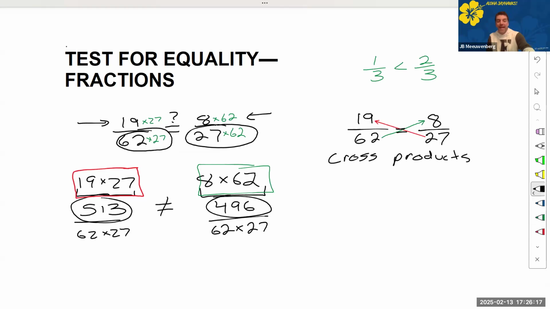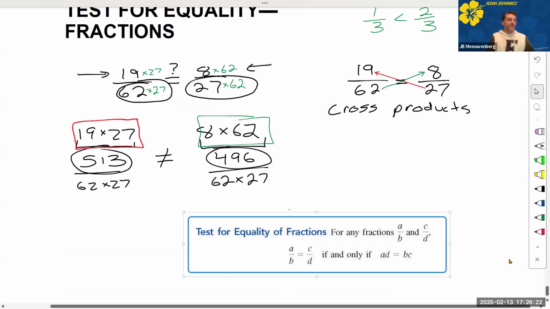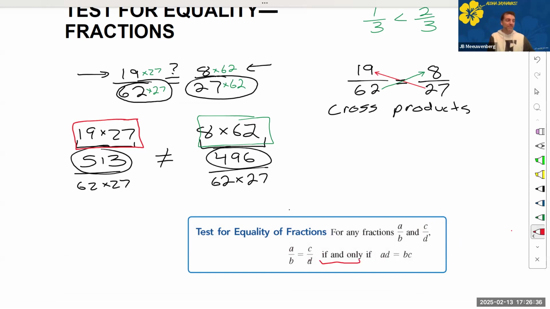And there's a nice test for the equality of fractions that says for any fractions, a over b and c over d, a over b equals c over d if and only if a times d equals b times c. We multiply up and across, and we compare those products. If they're equal, then the fractions are equal. If they're not equal, then the fractions are not equal.